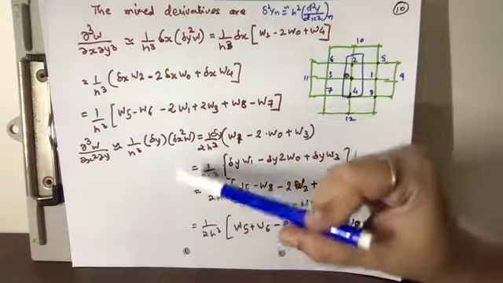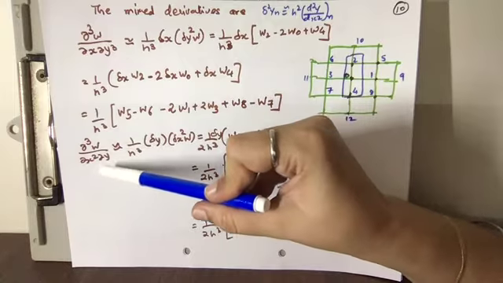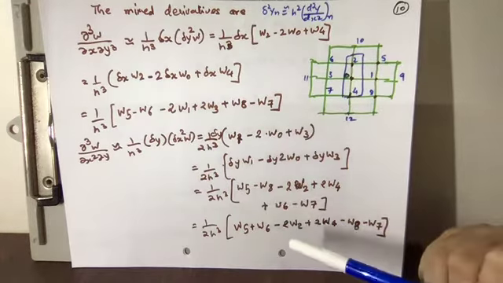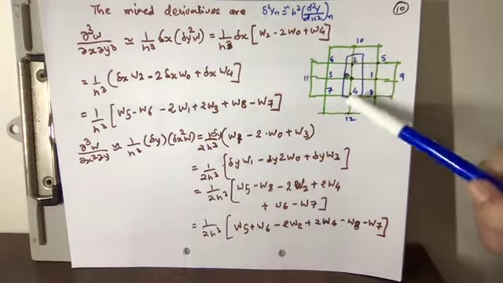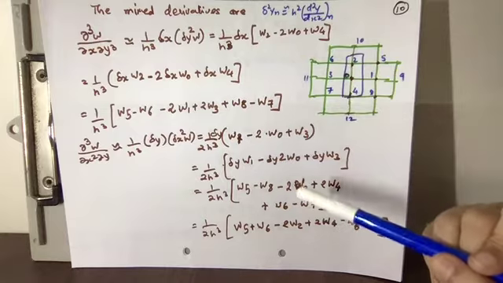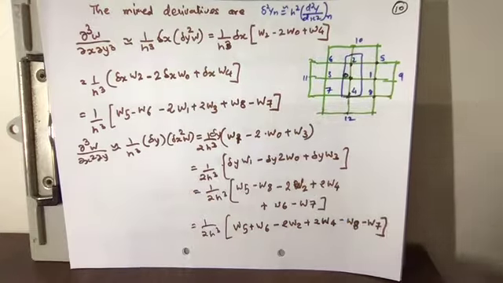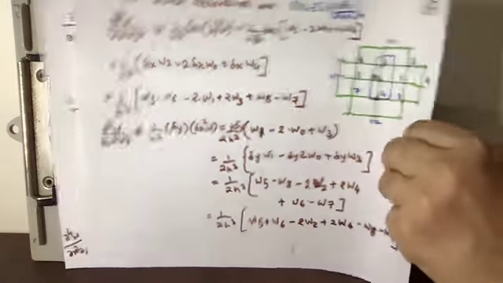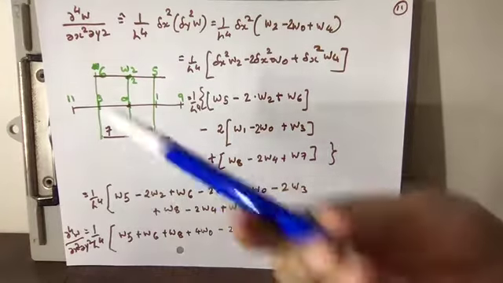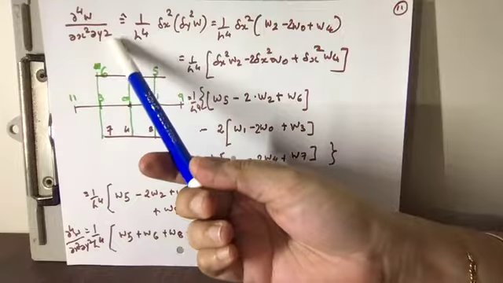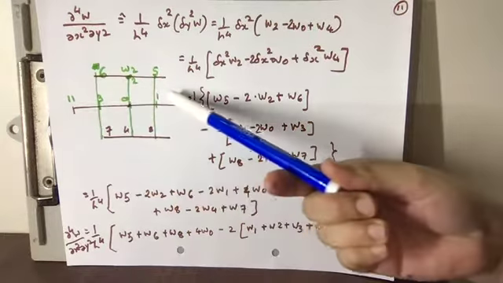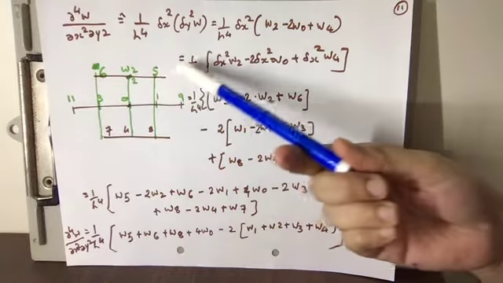Similarly, mixed derivatives, del cube W by del x square del y, can be written in a similar way. You just have to think about this grid, check your relevant points and substitute all the values. So mixed differentiation continues like this. We are simply using the grids for writing all formulas.